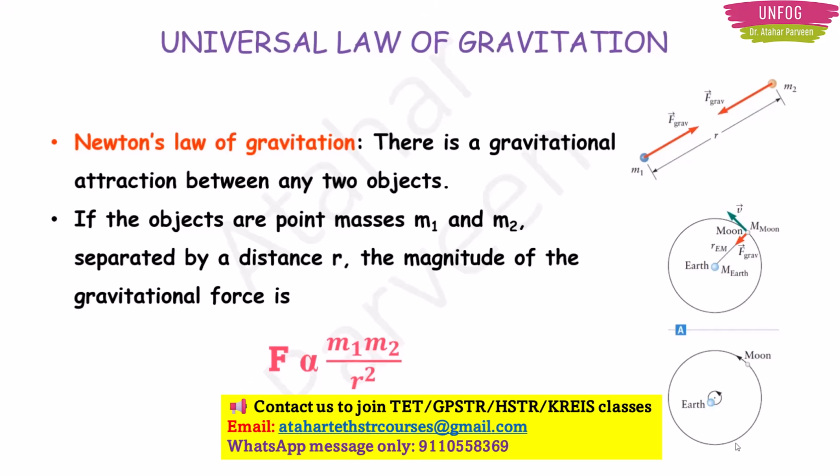Now this law is known as universal law of gravitation because it is applicable to everything in this universe, right from two point masses to celestial bodies like planets and satellites also. Okay, so this is known as universal law of gravitation.